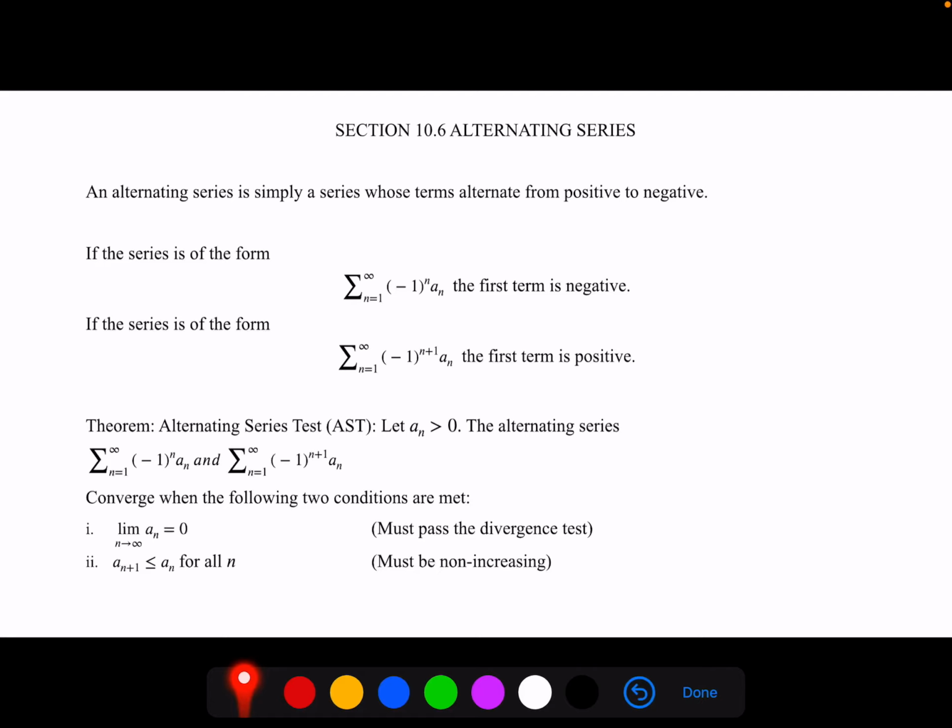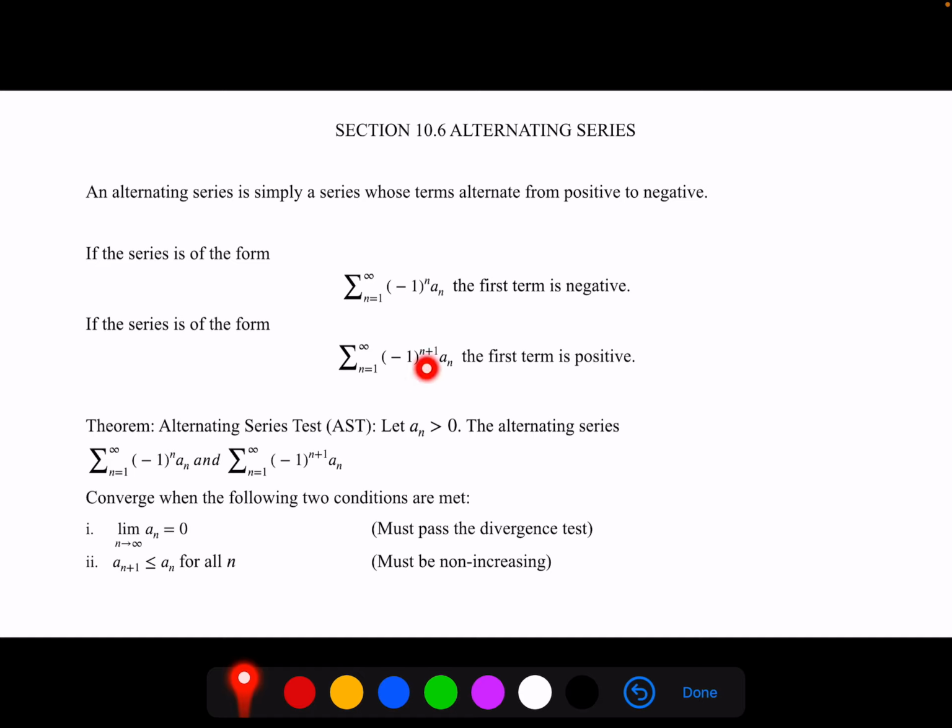Section 10.6, we're looking at alternating series. An alternating series is simply a series whose terms alternate from positive to negative. If the series is of the form the sum from n equals 1 to infinity of negative 1 to the n, a sub n, then substituting n equals 1, we have negative 1 to the first power, which gives us a negative first term.